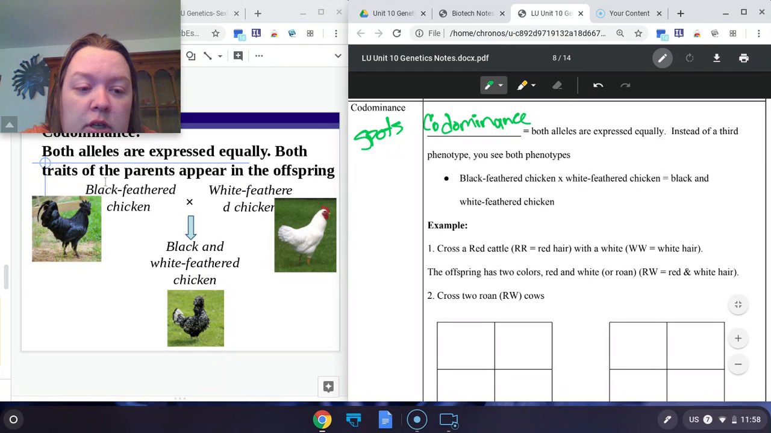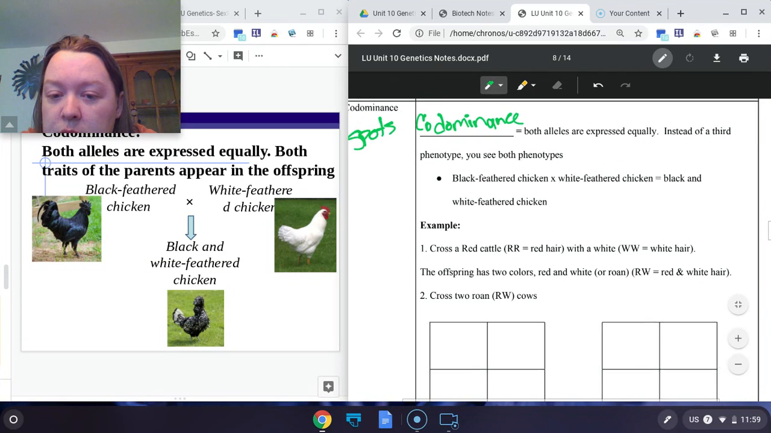So in this case, this one's looking at chickens, a black chicken and a white chicken. And that's going to make a speckled chicken or spotted chicken. Same thing with cows. You have one color cow, another color cow. They come together and they can make a cow with both colors, where you see both. So this would be representative of, I know in the springtime there are flowers that are purple and white spots. They're purple and white. That would be codominant. You see both colors.